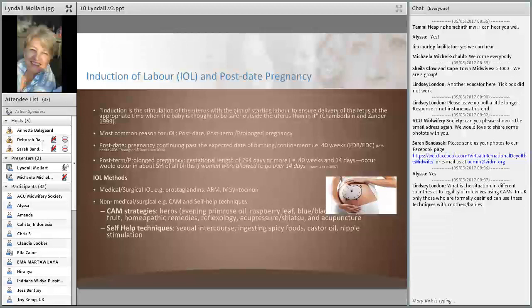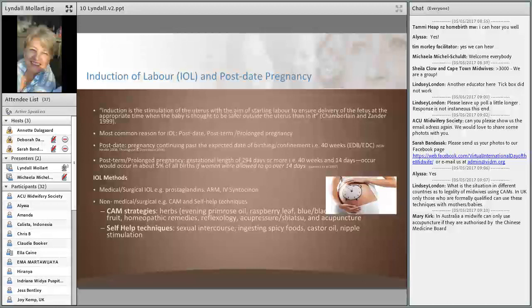So post-dates, for my study and also by a number of other authors, is a pregnancy that continues past the expected date of birthing or confinement, although I don't like to use the word confinement because if you look in the dictionary, it actually means being incarcerated or in jail. So I prefer to use birthing. Whereas post-term or prolonged pregnancy is a gestation length of 294 days or 14 days over the due date, which would occur in 5% of all births if women were allowed to go over 14 days, which in these days quite often 10 days is now being used as the definition for post-term and prolonged pregnancy in the drive-through delivery countries where women want to give birth sooner rather than later.